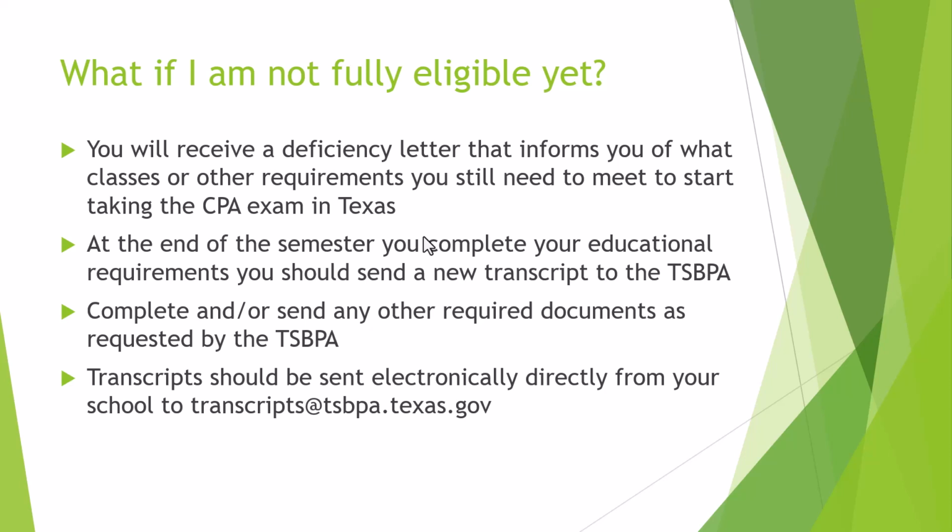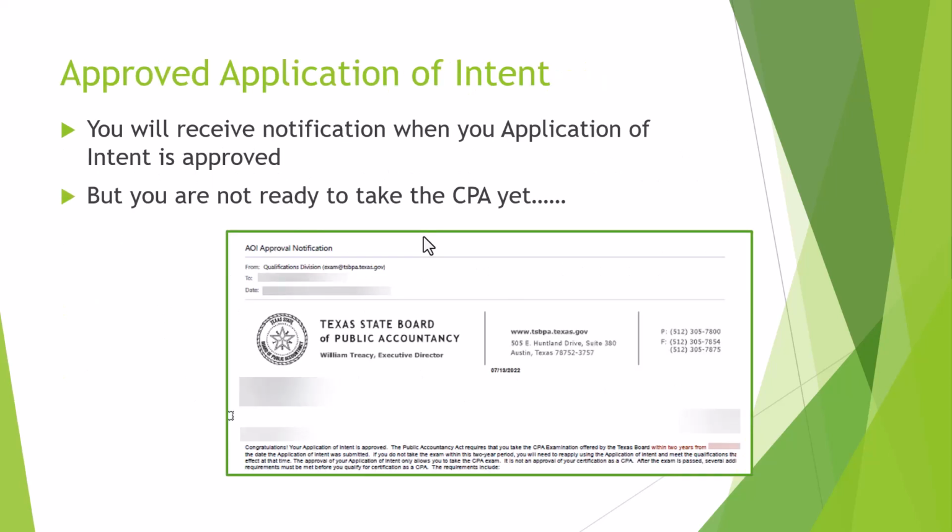As you need other things, maybe the fingerprinting process or some additional paperwork, you can send those or complete those steps according to whatever information the Texas State Board needs. And remember, any transcripts that you send in should be sent in electronic format to the State Board's email. Eventually, though, you will get everything you need completed, and you will have an approved application of intent. However, that doesn't mean that you are quite ready to start taking the exam just yet. There are a couple more steps that we need to think about.